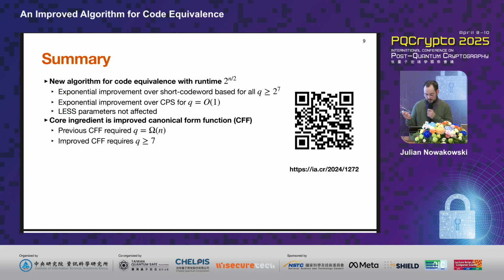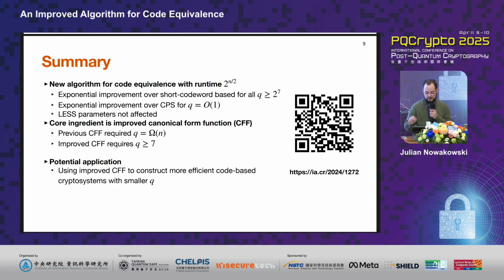And maybe let's end with a quick outlook and a potential application. Like I said, canonical form functions can be used not only in cryptanalysis, but also in constructive cryptography. Since the new canonical form function now allows the use of much smaller q's, like q equal to 7, one might try to use this canonical form function inside cryptosystems and make them more efficient by using smaller q. Okay, that's everything I wanted to say.